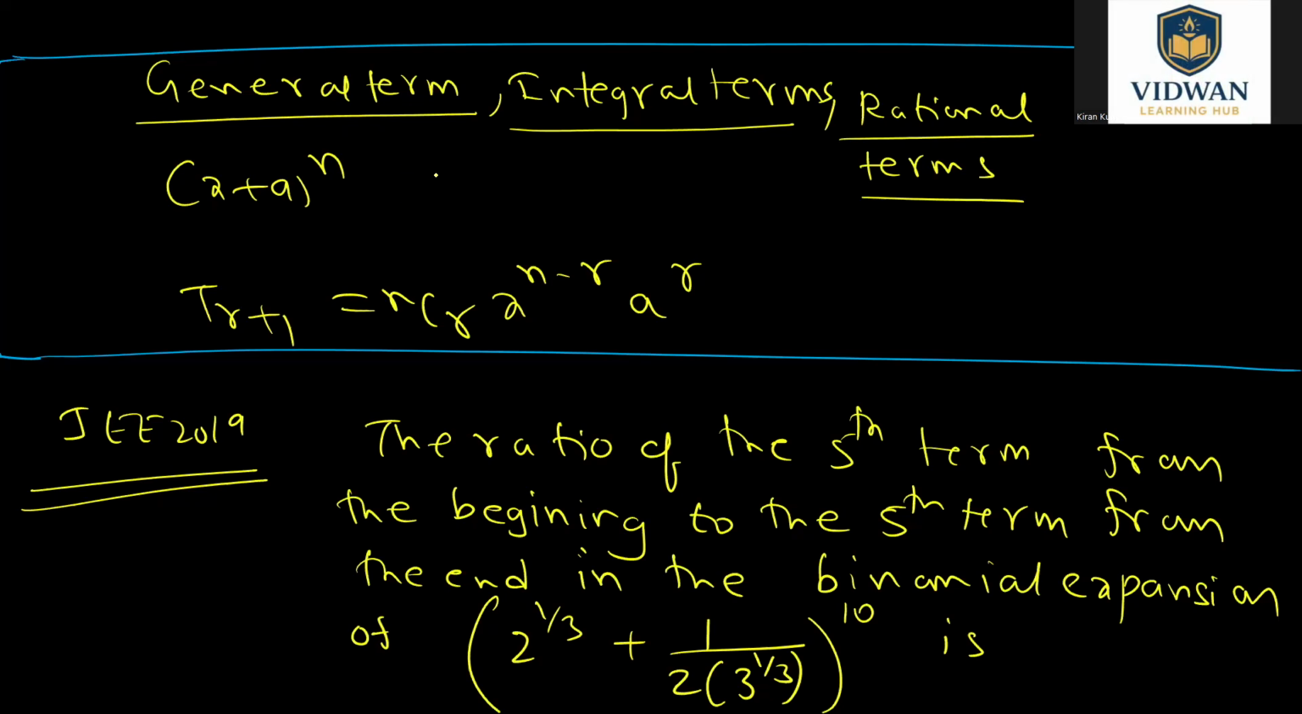So in this lecture, we'll be doing problems of general term, integral term, and rational terms. For the expansion of (x + a)^n, the general term is given by the formula nCr x^(n-r) a^r. So we have a question from JEE 2019 based on this.